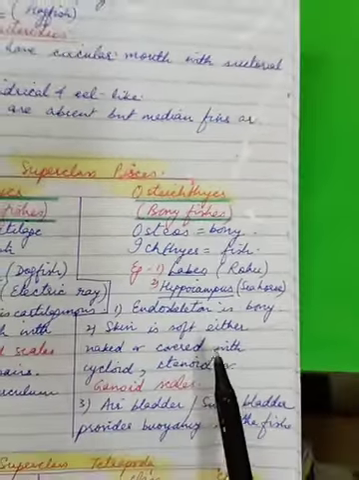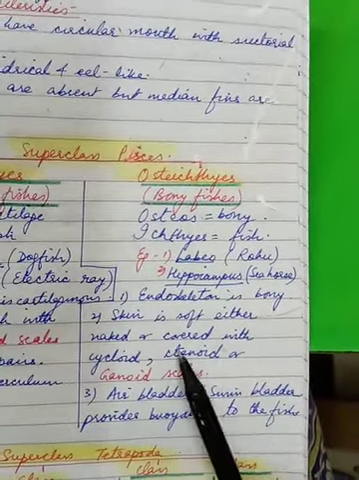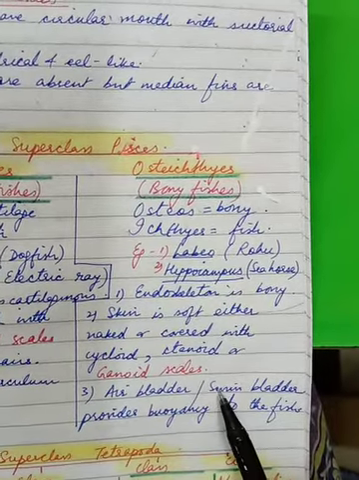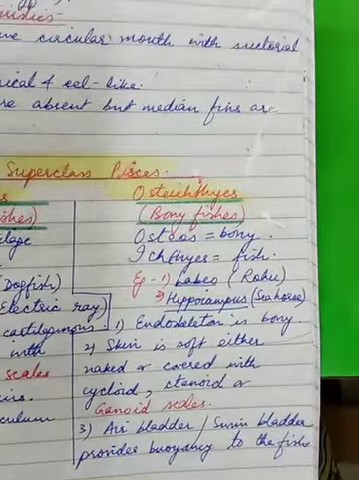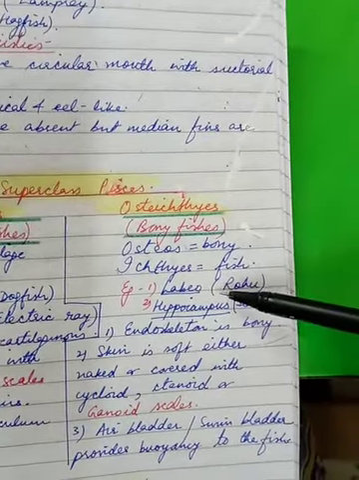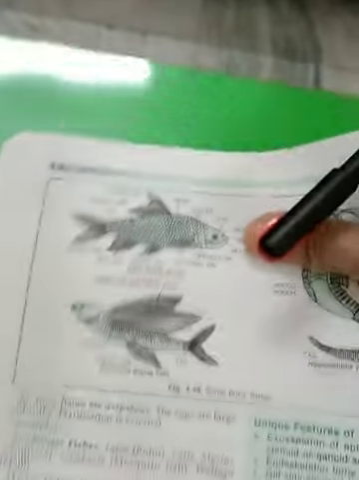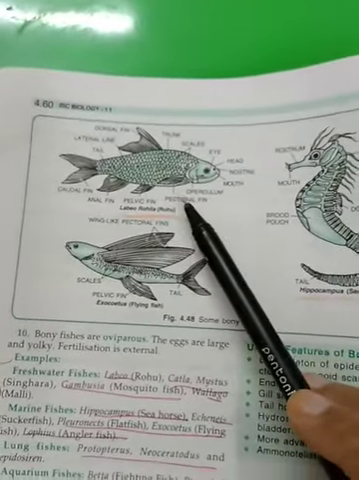Coming to the next category of the bony fishes. Here the endoskeleton is bony. Skin is soft, either naked or covered with cycloid, ctenoid or ganoid scales. Air bladder or swim bladder provides buoyancy to the fish. Let us see the examples first. Labeo rohita or the rohu and Hippocampus or the seahorse. Here the diagrams are, you can see, this is the commonly eaten fish, Labeo rohita.